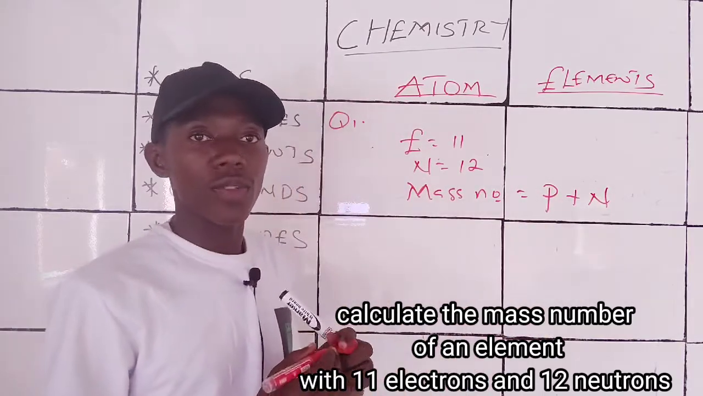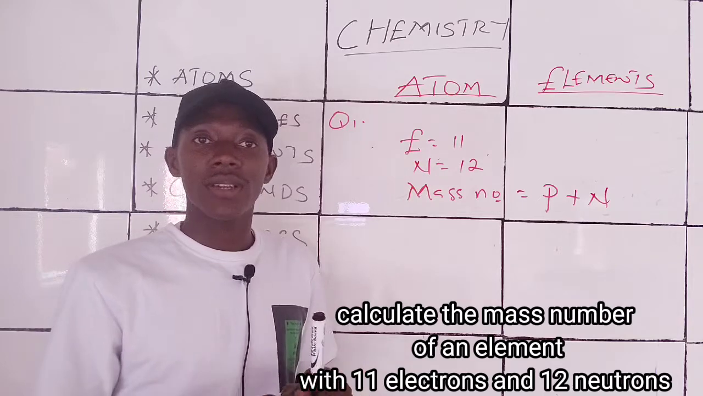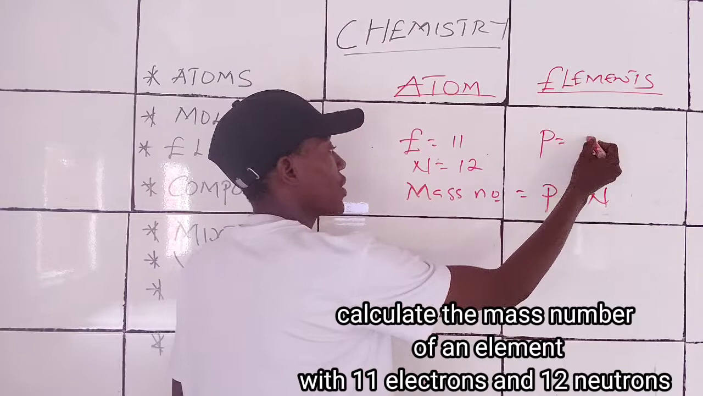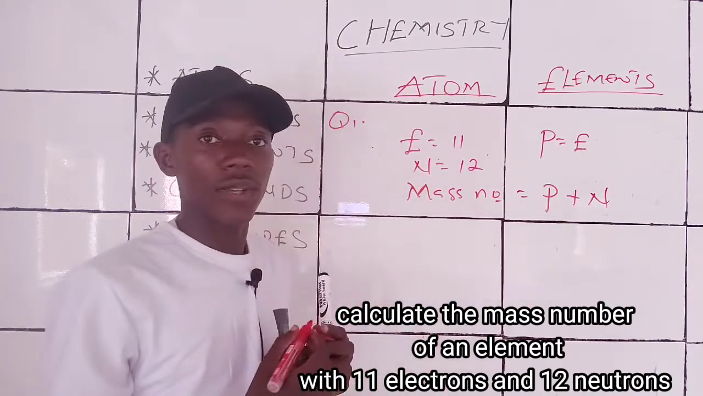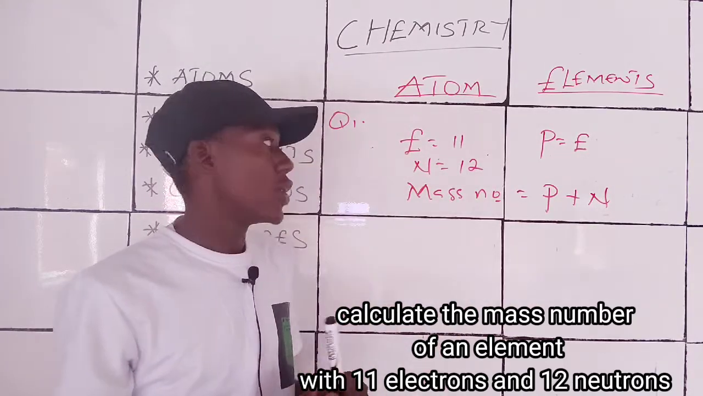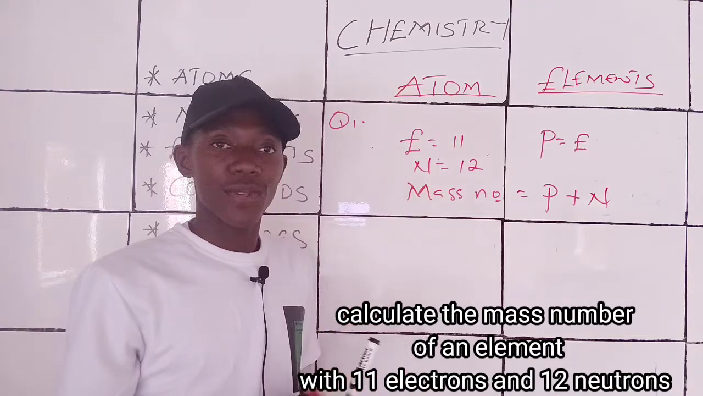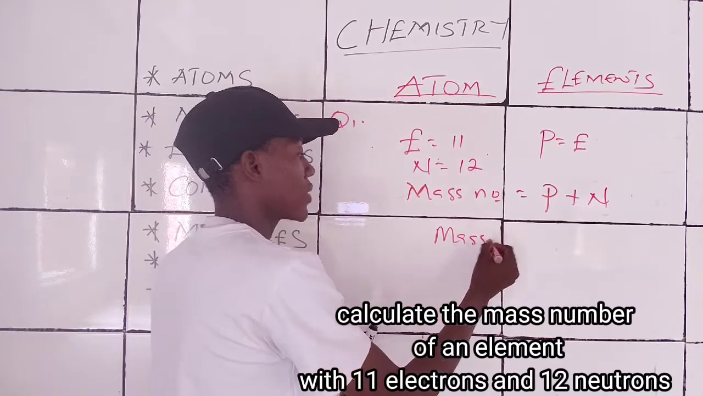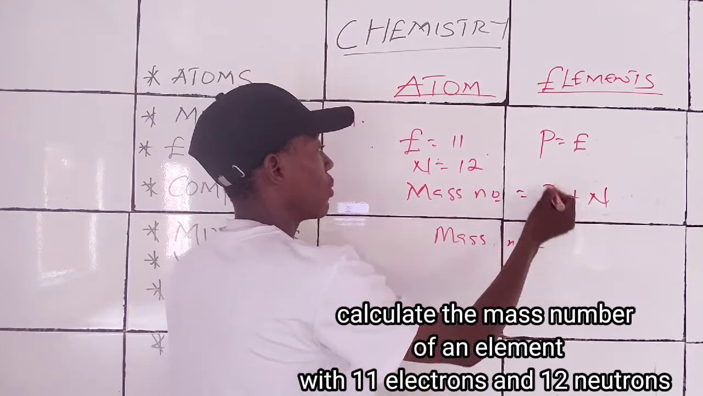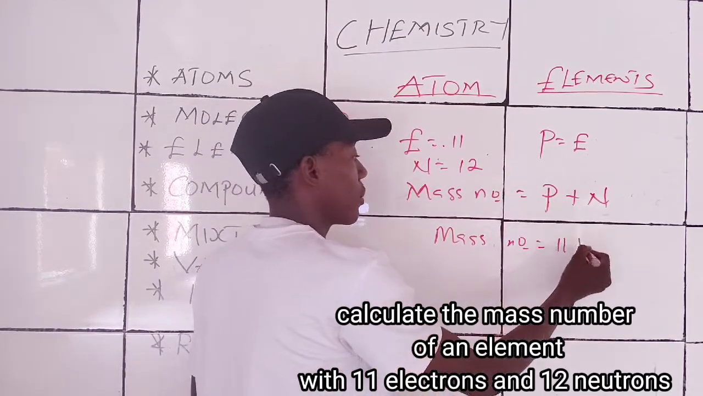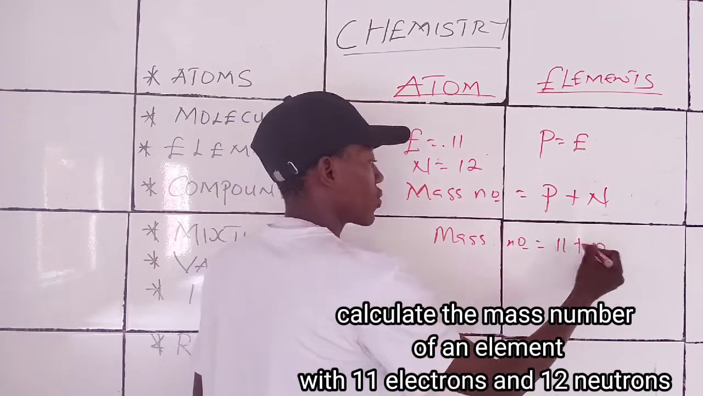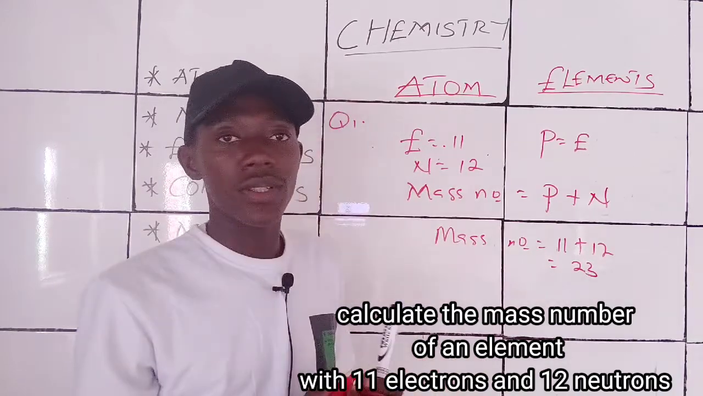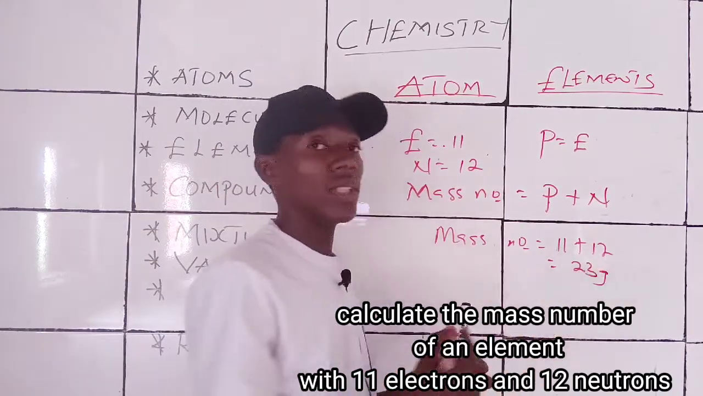But in this case, the number of electrons is given to us because they want to test our intelligence. We should understand that the number of protons is always equal to the number of electrons for a neutral atom. So the number of electrons here stands for the number of protons. So as simple as it may look, mass number is simply equal to the number of protons, which is the number of electrons, 11, plus the number of neutrons, which is 12. So 11 plus 12 is 23. So the mass of this element is 23 grams.